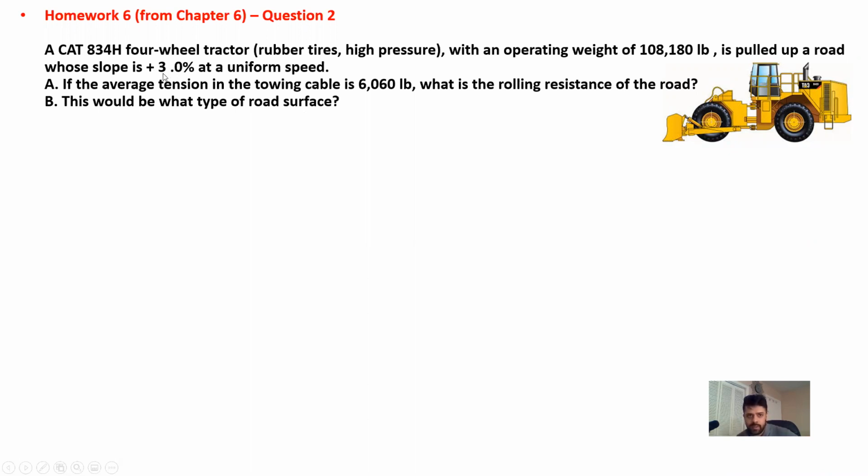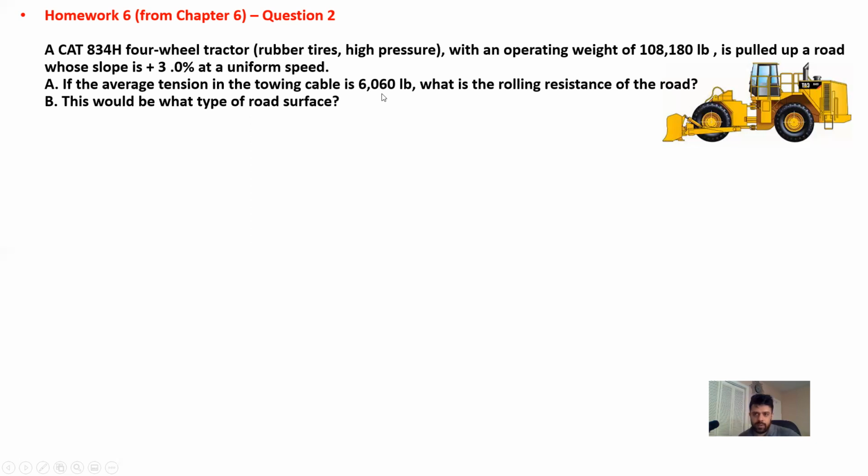So we have the slope, we could easily have the grade resistance because we also have the weight of the vehicle. If the average tension in the towing cable, so here the machine is not generating any force. We're not talking about rim pull. We are talking about towing this machine. So we are towing this machine, and the tension in the towing cable is shown as 660 pounds.